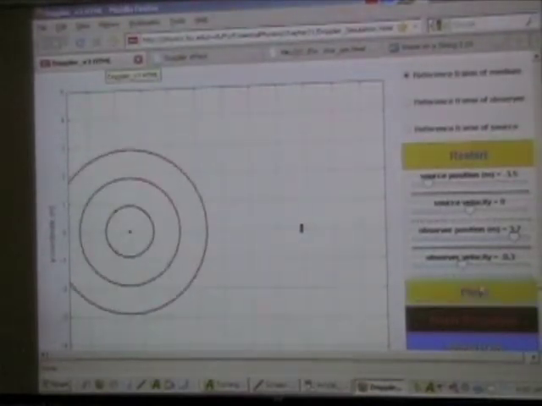Here we can look at the situation, for example, when the source is at rest and the observer is moving. Well, in this situation, it's moving towards the source.